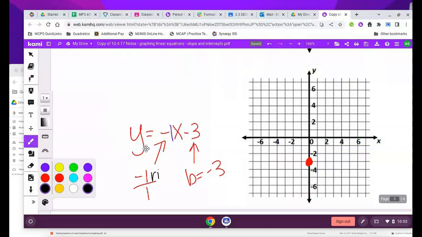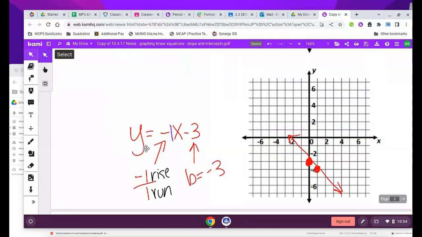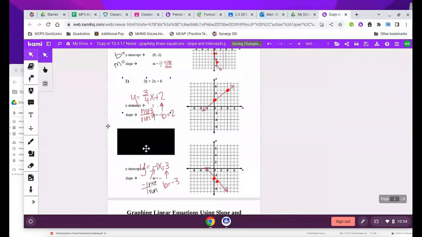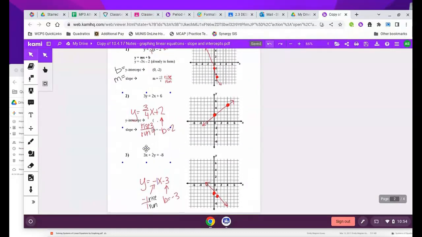So that means I'm going to rise 1 and run 1. So I'm going to go down since it's negative, and to the right, down 1, right 1. Draw your line. It has a negative slope because it's going down. So go ahead and pause the video, rewind it if you need to understand how to graph each one of those lines a little bit better.